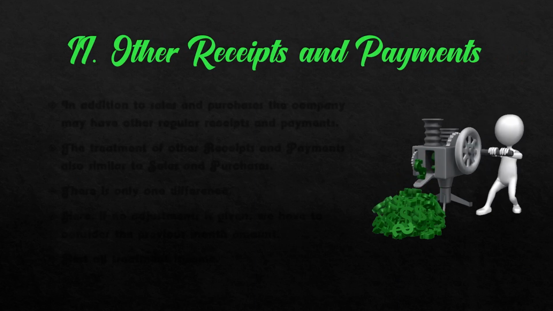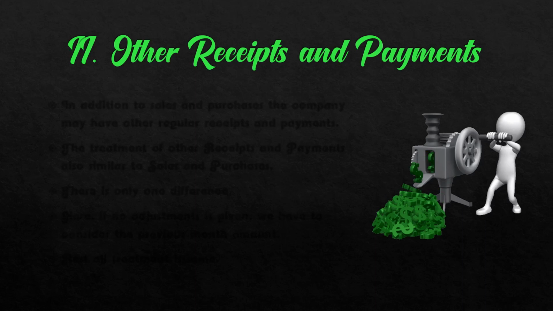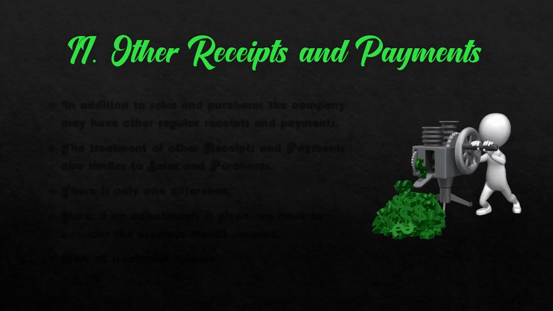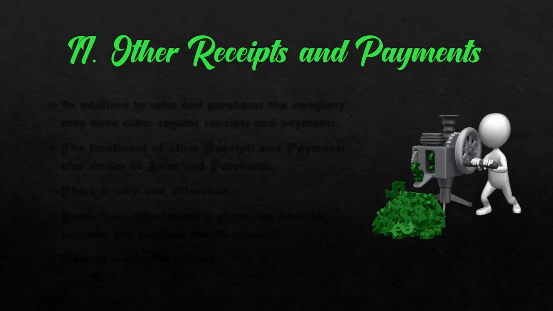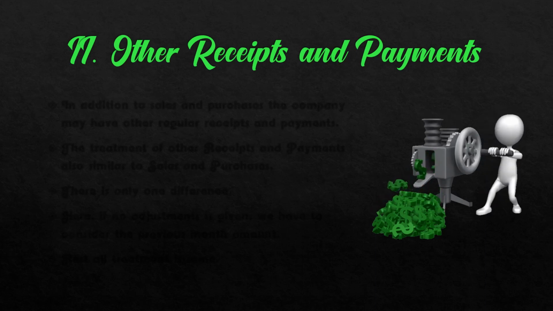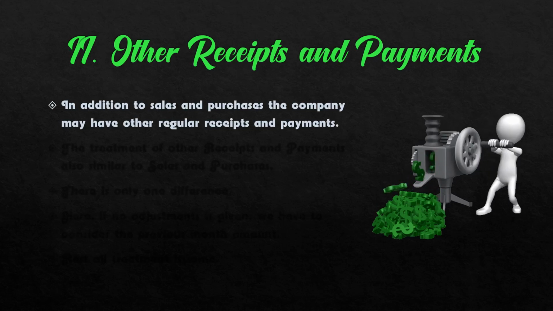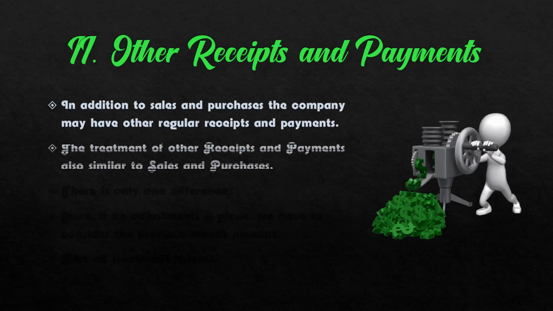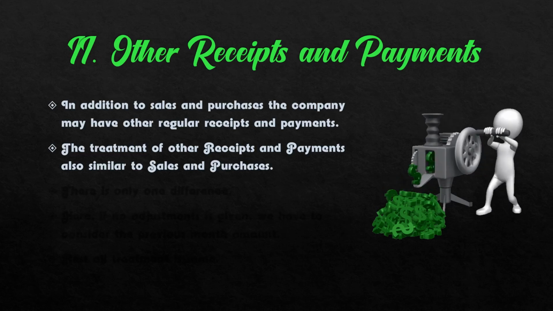So far you have seen credit sales and purchase. I have already told you that apart from the receipt of sales, you may have other sources of receipts, and apart from the payment for purchase, you may also have to pay for other areas. So that is what we are going to see. In addition to sales and purchase, the company may have other regular receipts and payments. The treatment of other receipts and payments is also similar to sales and purchase.